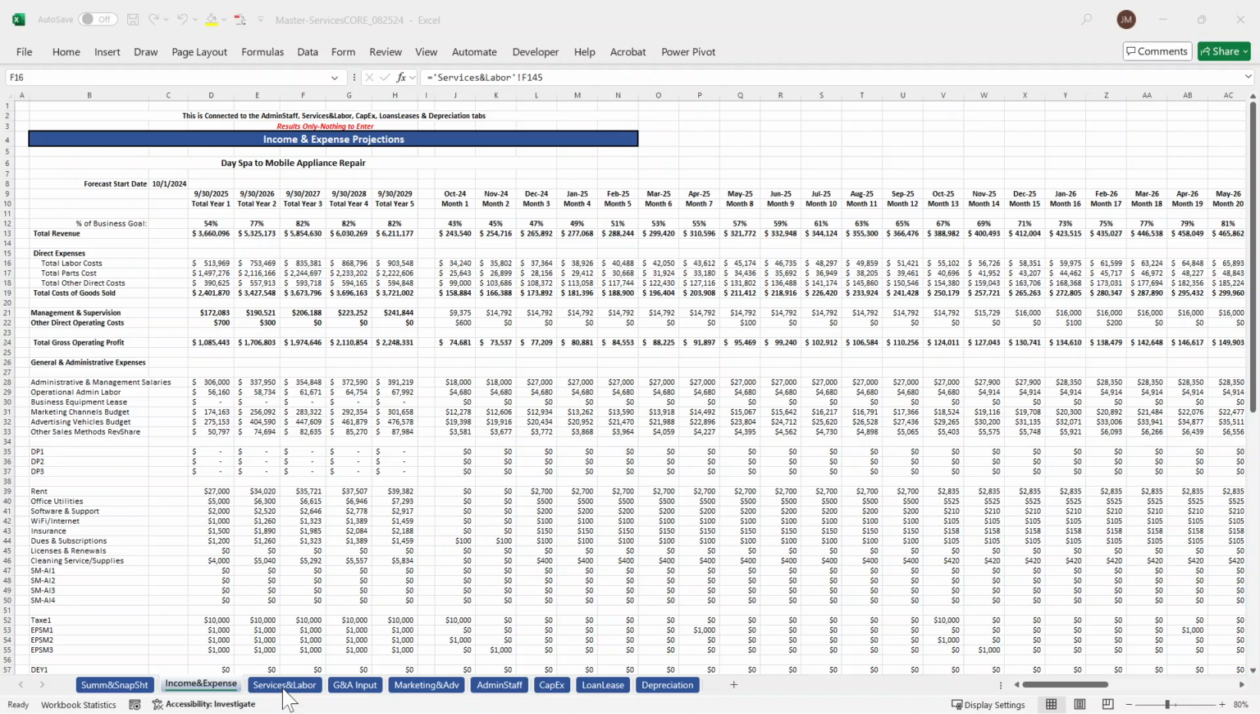So this is automatically entering what's the forecast start date. That actually comes from your G&A input page that you enter when you program this, along with the name of your business. And so that will automatically show up in this area right here. It sets the dates for the 60 months of detailed projections and then the 5-year summaries.